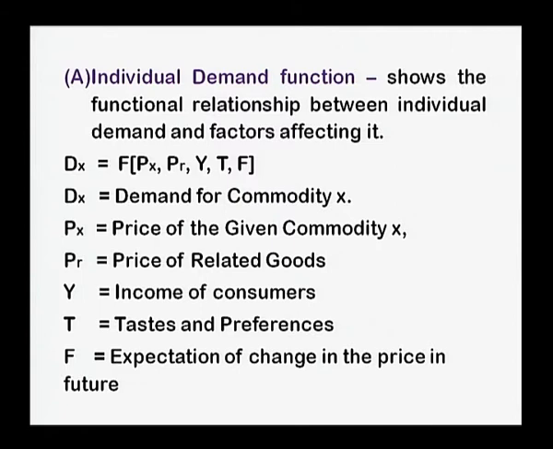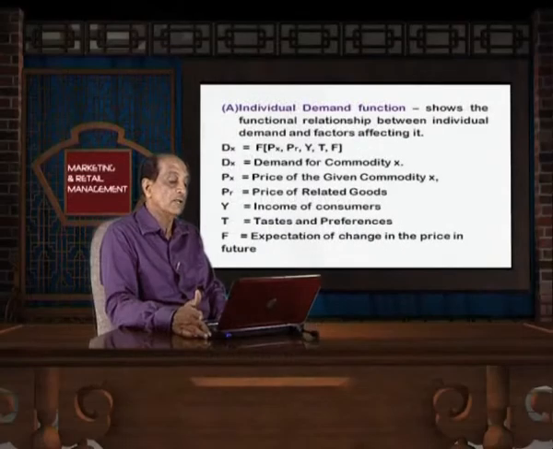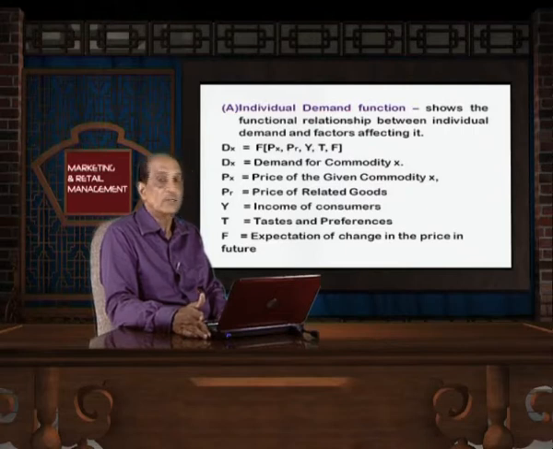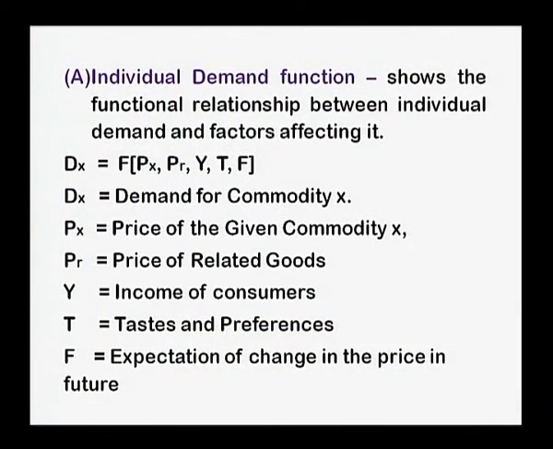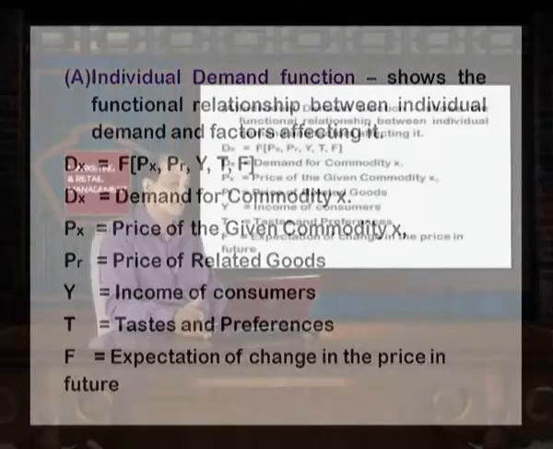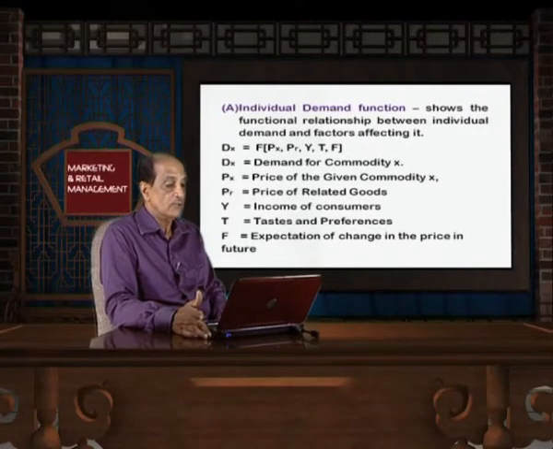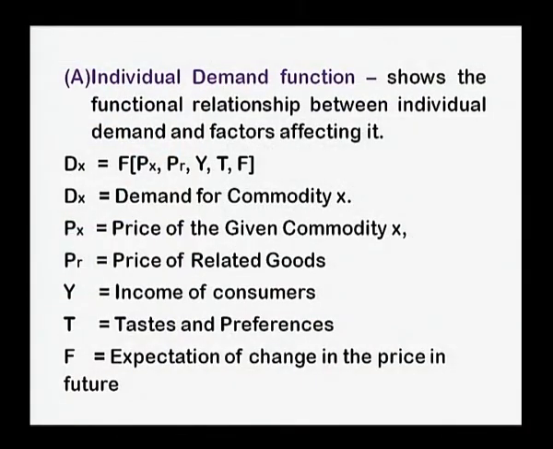Now, so far as Dx is concerned, that is demand for commodity x, and Px is the price of the given commodity x. So, we have to see the price of the commodity x given, and after that we also have to see the price of related goods, or we can say the price of substitute goods. Then we have to see the level of income of the consumers, because that also determines the demand made by the individual. Then we also have to see the tastes and preferences of the individual, because that is a very important factor and that affects demand of the individual considerably.